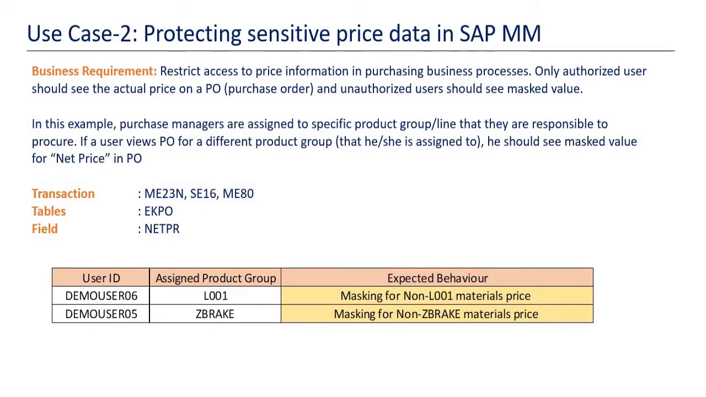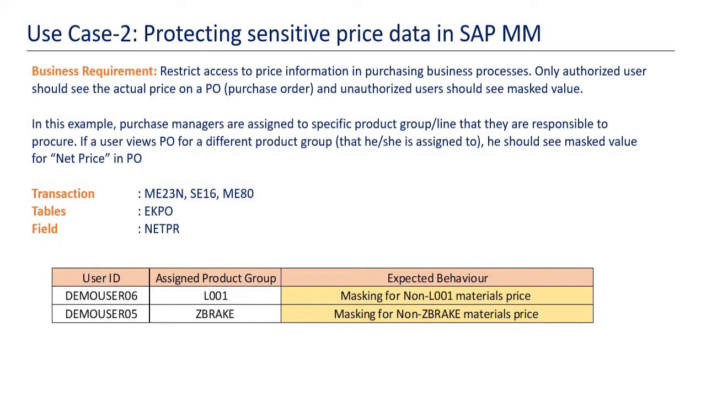In this use case, we will see how to protect sensitive price data in the SAP MM, that is, Materials Management module. So in the purchase order, you have the net price for every line item, basically for every material that is part of that PO. The requirement here is that only authorized people should be able to see that net price on a PO, and unauthorized users should not be allowed to see that.